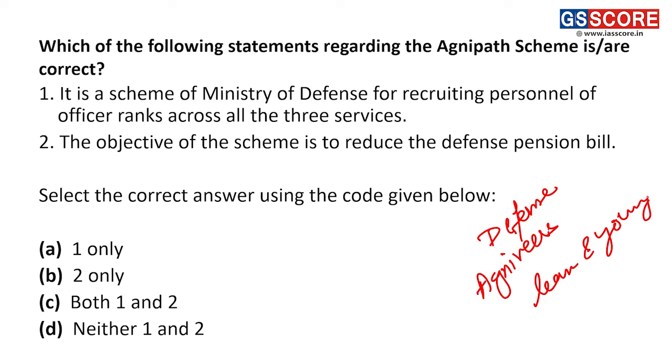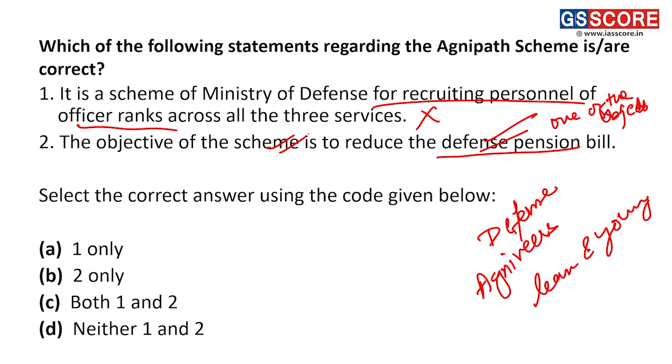Okay. So let us look at these statements. It is a scheme of the Ministry of Defense for recruiting personnel of officers rank. Well, it is largely related to the non-officers and not for the officers. So this statement is incorrect. Second, the objective of the scheme is to reduce defense pension bill. Yes, it is one of the objectives. So we have the second statement that is correct and we need to find the correct statement and hence the answer is option B. Option B. Next question.